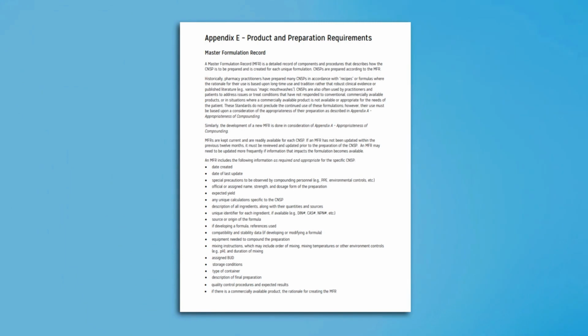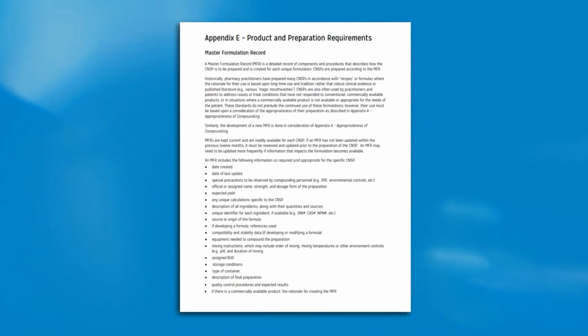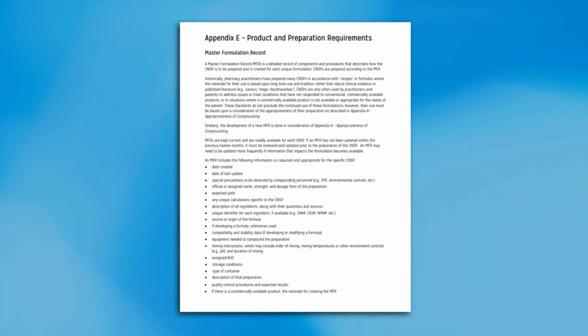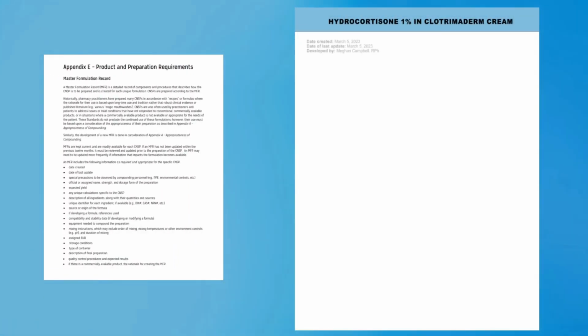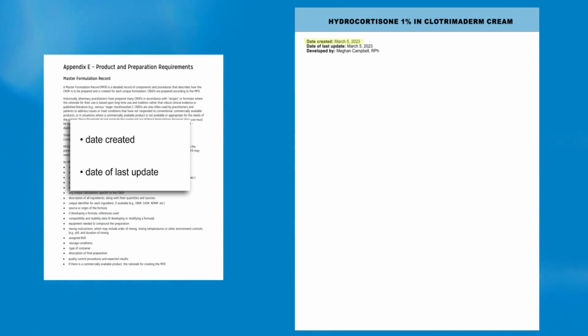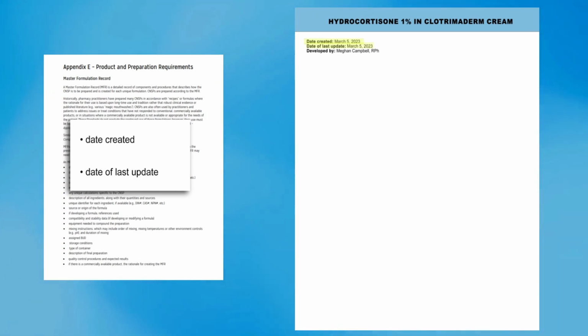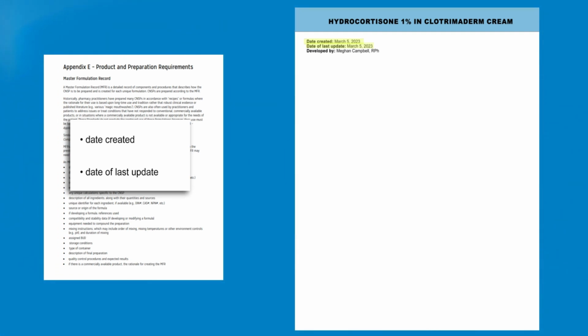Appendix E of the Standards of Practice lists information that should be included in the MFR. We will walk through each item on this list for a simple compound of hydrocortisone 1% in clotrimazole cream. First, the MFR must indicate the date it was created and last updated. As previously mentioned, before preparing the compound, staff must confirm that the MFR has been updated within the previous 12 months.